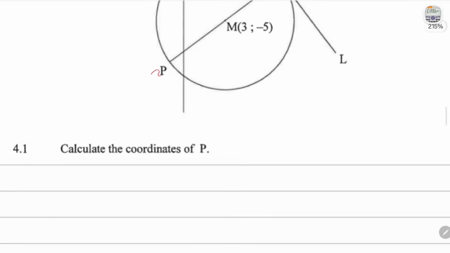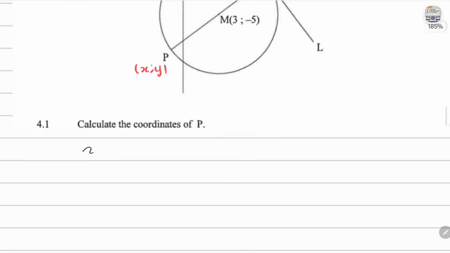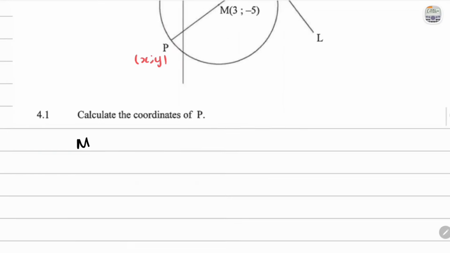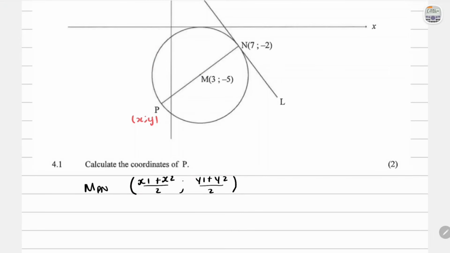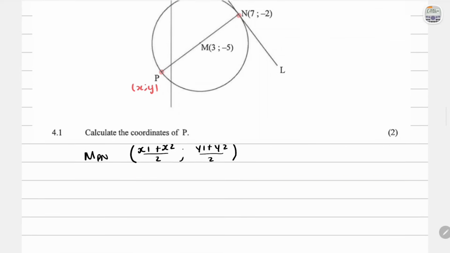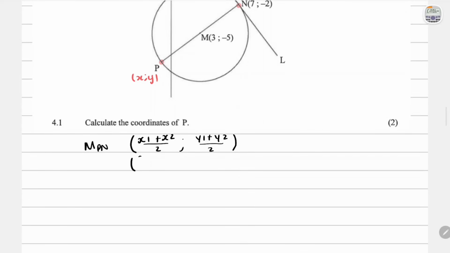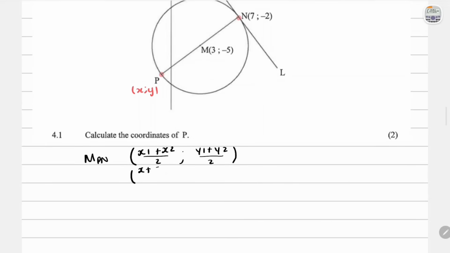Okay, so since we do not know what P is, we can call that x and y. And we are finding the midpoint of this line, PN. This is found by using the midpoint formula, which is this. So remember that the midpoint we are focusing on is the midpoint of PN. Okay, so these are the endpoints. So that's going to be x1. And so we're saying this is x plus x2, which is 7 over 2, and y1 plus y2, so that's y plus negative 2, which is y minus 2 over 2.